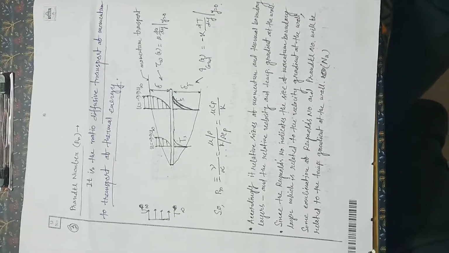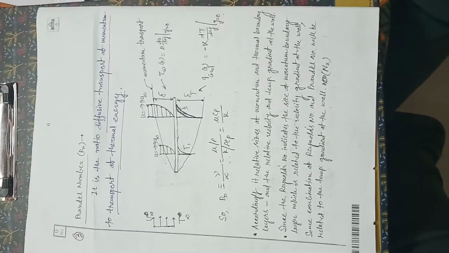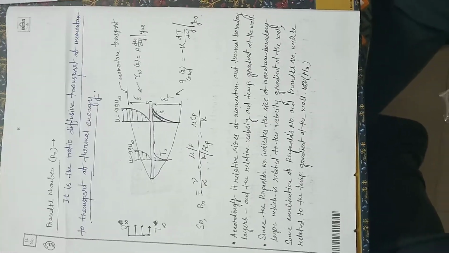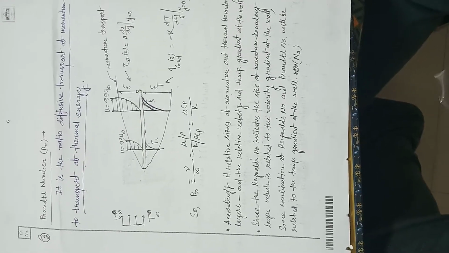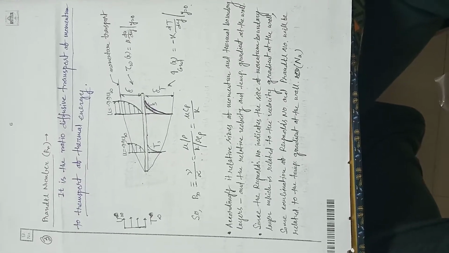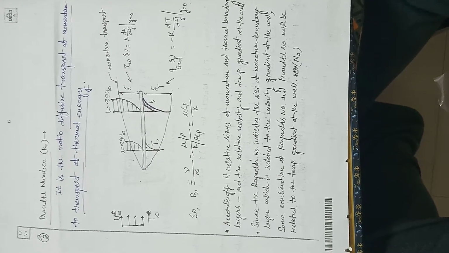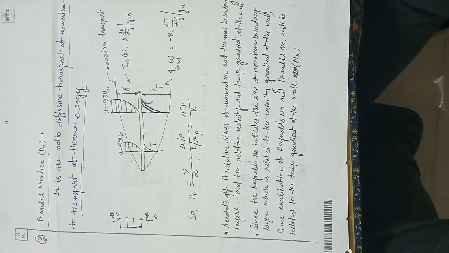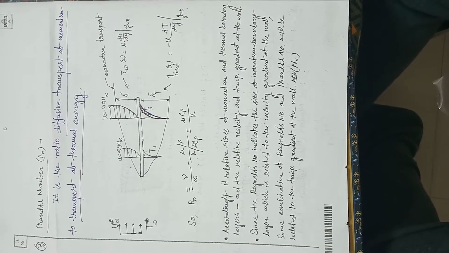Hello everyone. Today I am talking about another dimensionless parameter which is very important for analysis of convective heat transfer. So, the Prandtl number. The Prandtl number is a ratio of the diffusive transport of momentum to the diffusive transport of thermal energy.